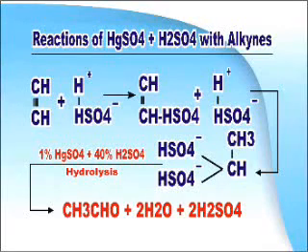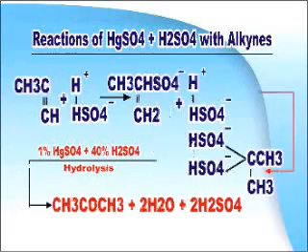Now please see, we take up another example. For example, CH3C triple bond CH, that is propyne. Propyne plus HgSO4 plus H2SO4. What will happen? Like we see, CH3C double bond CH plus HSO4 minus, H plus. Why are we writing it reversed? It is because of Markovnikov rule.